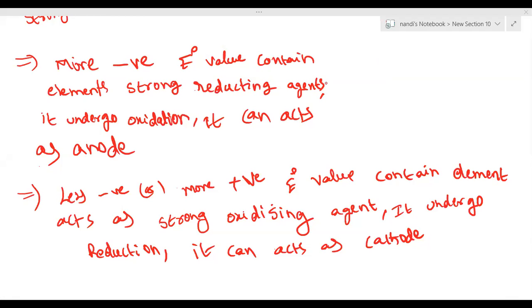Remaining people also, sir. I wrote maximum 3 lines on my screen, which means you can get 1 line or 2 lines in your notes. Don't take too much. Now I am taking few elements which can act as strong reducing agent and oxidizing agent. You have to tell by using E naught values.